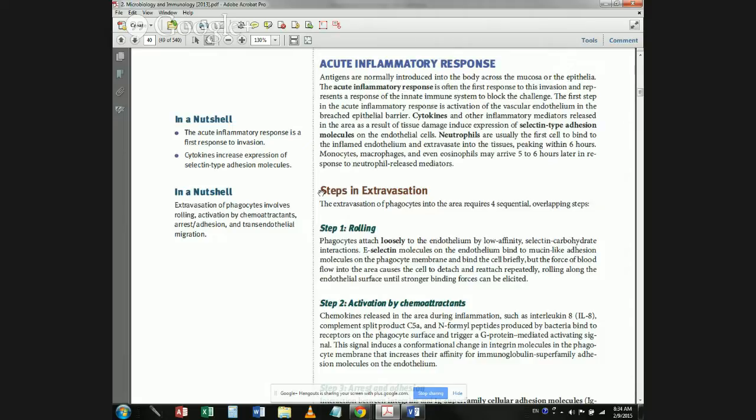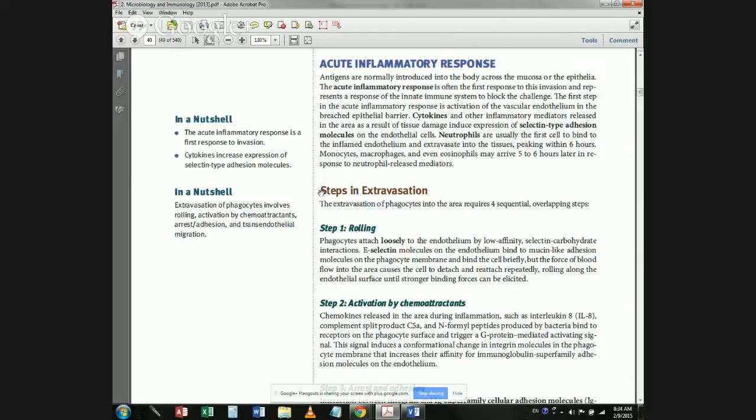Then the neutrophils are usually the first cells to bind the inflamed endothelium and extravasate into the tissues, peaking within 6 hours. So within 6 hours of any penetration injury, you will see neutrophils inside the tissues. Monocytes, macrophages, and even eosinophils may arrive 5 to 6 hours later in response to neutrophil-released mediators, so 11 to 12 hours later. Once the neutrophils are in, they start releasing their mediators, and that attracts the monocytes, macrophages and eosinophils to that area.